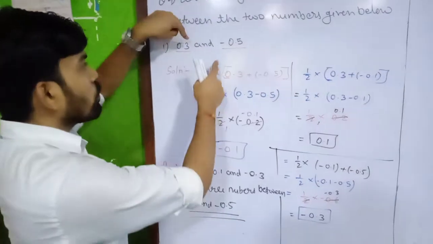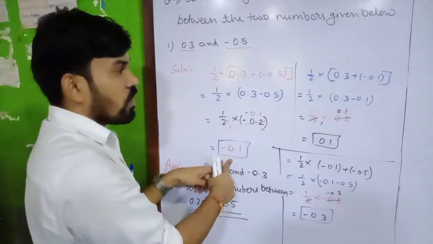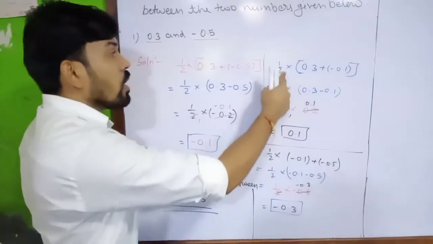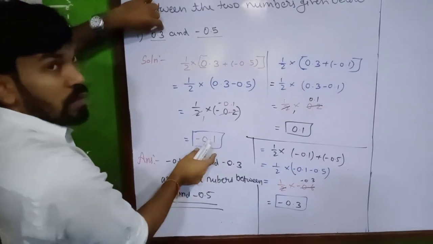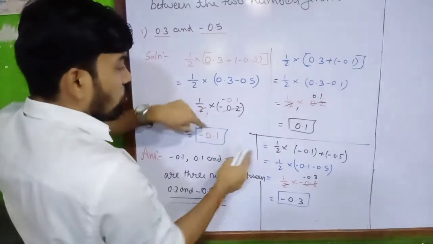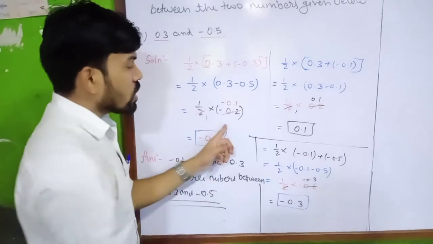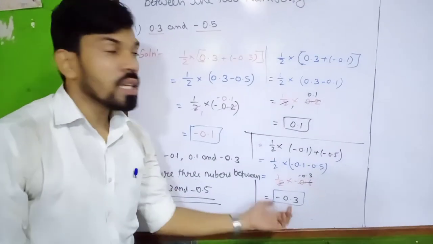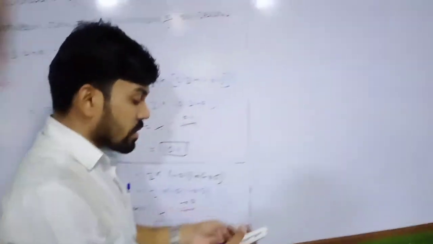Once again, both numbers we add and multiply with 1/2. We got the first number. Second time, 1/2 into the first number is going to add with the answer of the first. Third time, 1/2 of the answer will add with the second number. So this way we can find the three numbers which come between these two. Let's see the next sum.